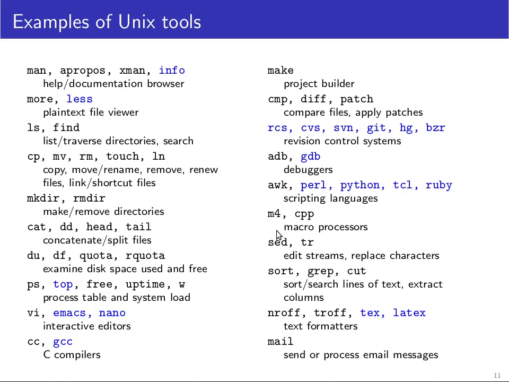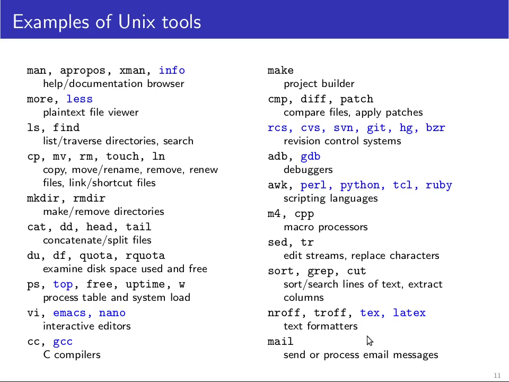There are macro processors, which are languages that read a file, find particular codes inside a file that are then expanded. The so-called stream editors that modify streams of text as they pass through the program, tools for sorting, searching lines.